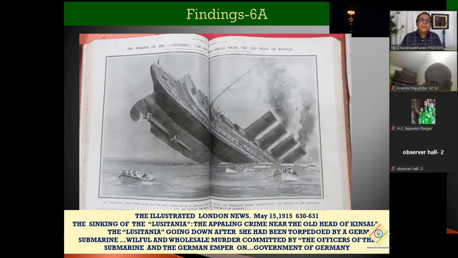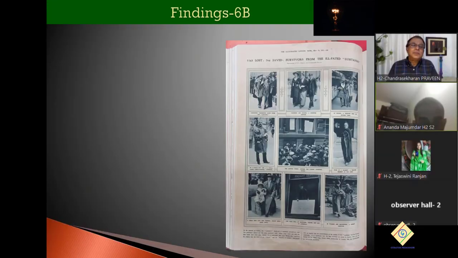And one big thing that happened during the war was the sinking of this giant ship, and there was no photograph. We have heard about the Titanic, we have seen the film, but this one ship that was sunk by the German torpedo, and see how they have described it. The sinking of the ship, appalling crime, torpedoed by a German submarine, willful wholesale murder committed. You see, that is how they have described it.